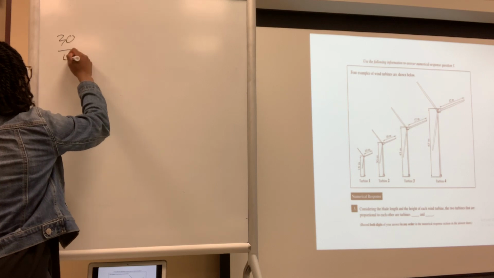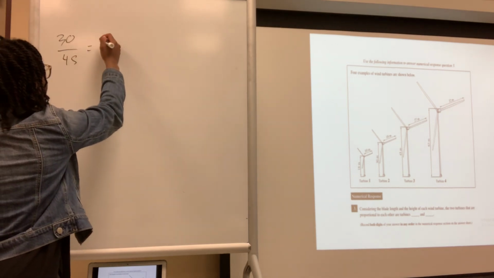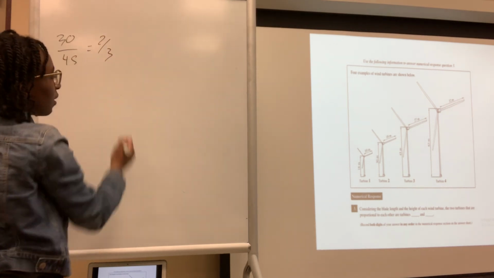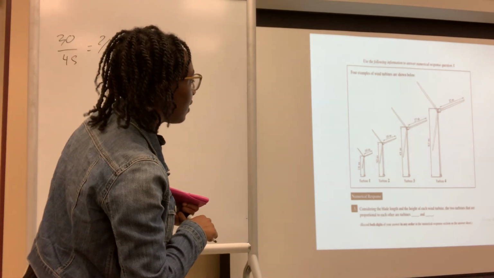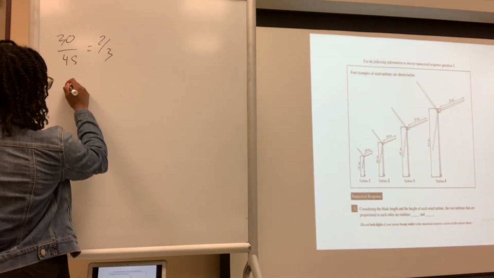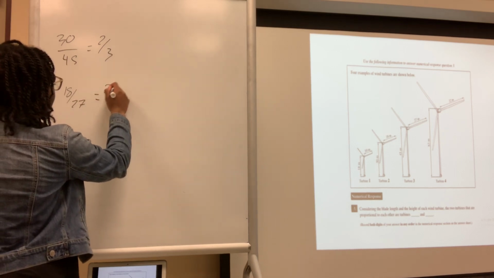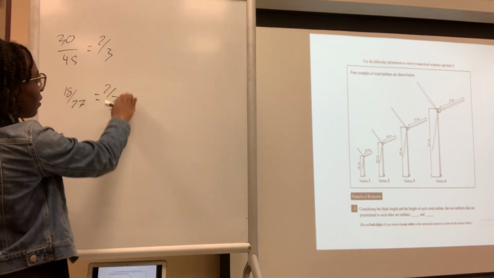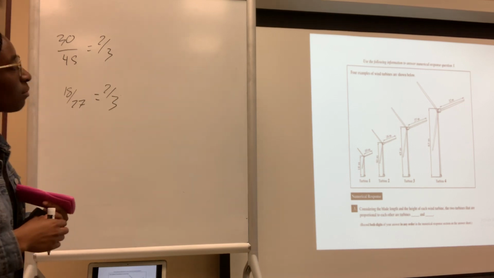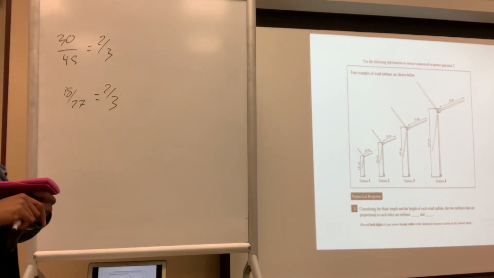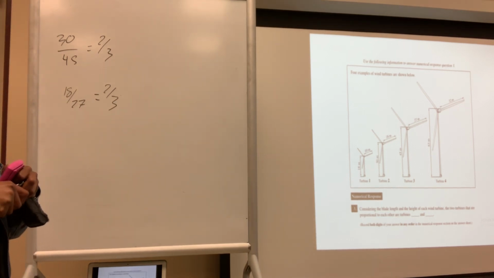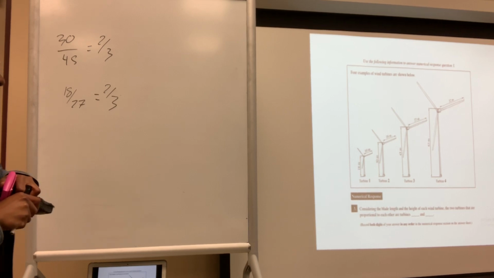30 divided by 45 is equal to 2/3. And then if we do 18 divided by 27, that also simplifies to 2/3. And because they're the same numbers that we're using to multiply each of the side lengths, then we can say that they're proportional. And so it would be triangles 2 and 3. Does that make sense?